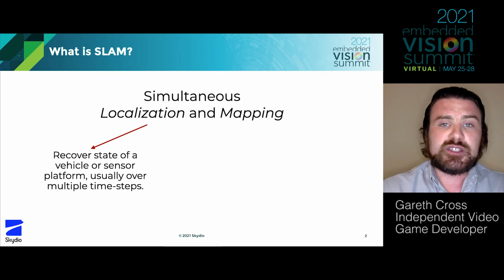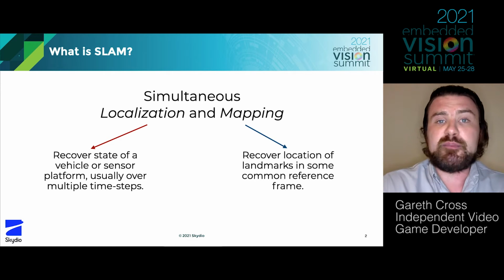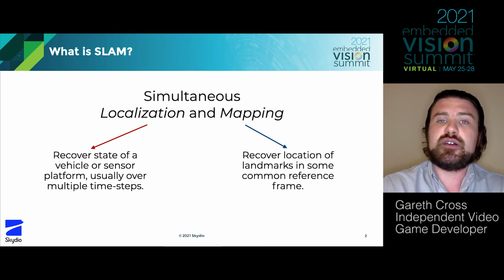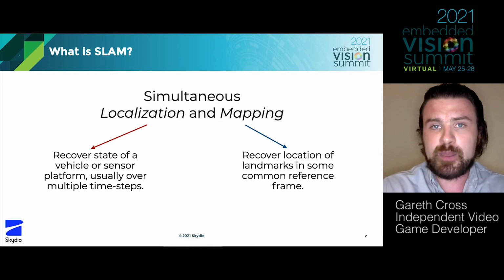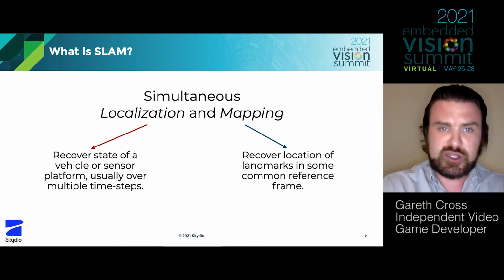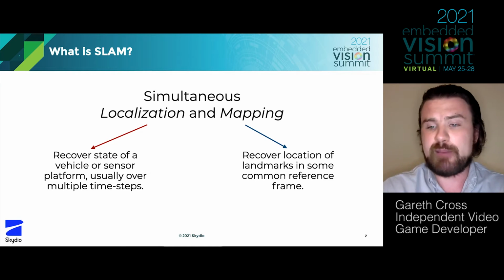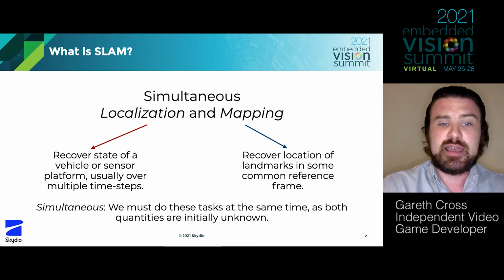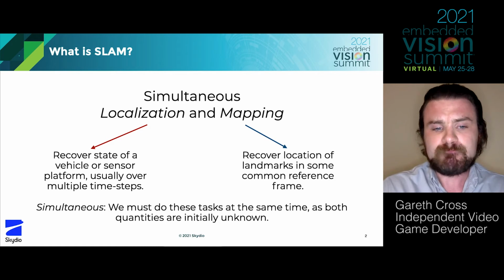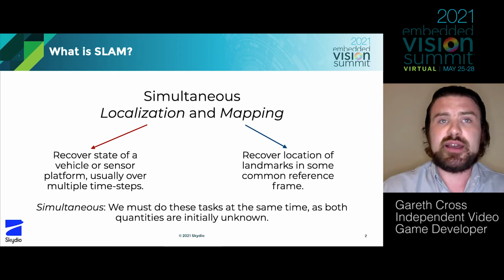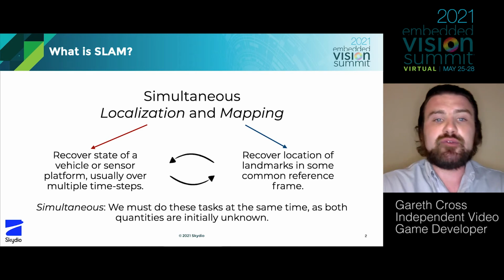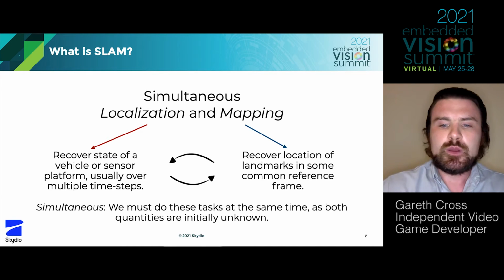And in the process of doing so, you typically have to build a map, that is, recovering locations of some landmarks in a common reference frame. You need the map to compute your location, and you need your location in order to build the map. And so this process has to happen simultaneously. And that's what SLAM is doing at a high level, iteratively recovering these two quantities.